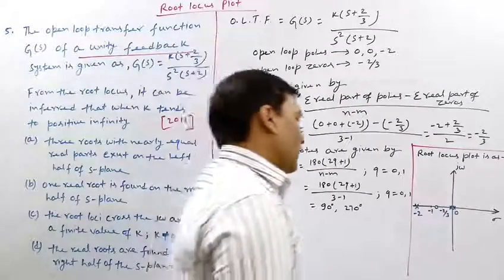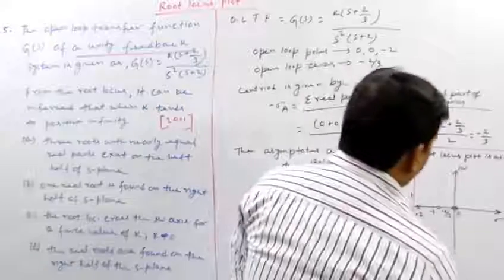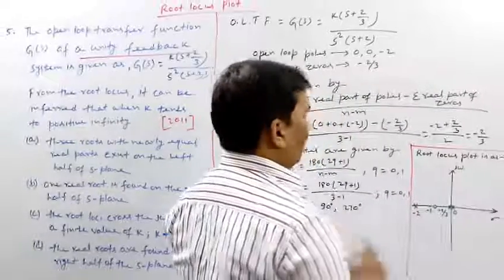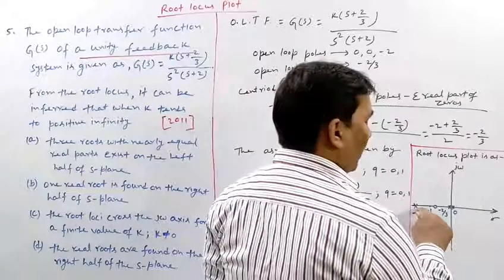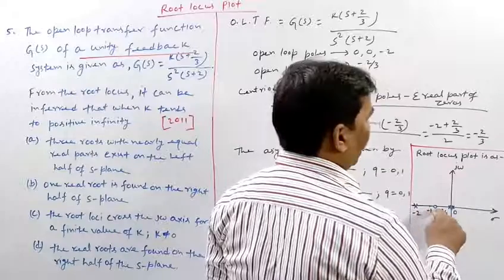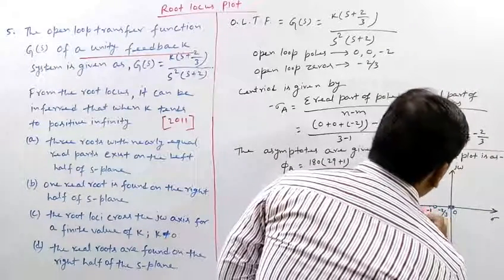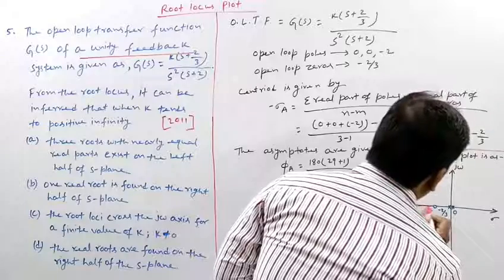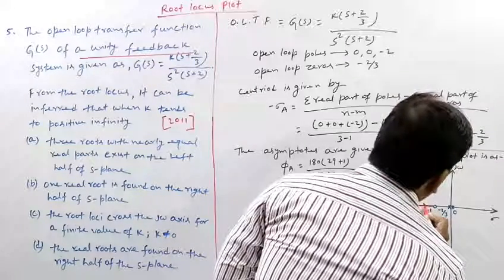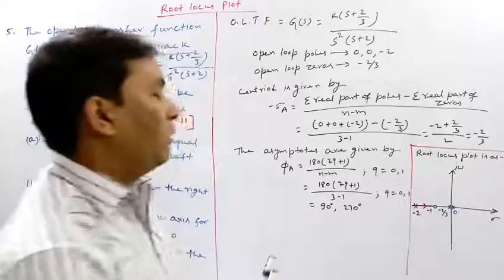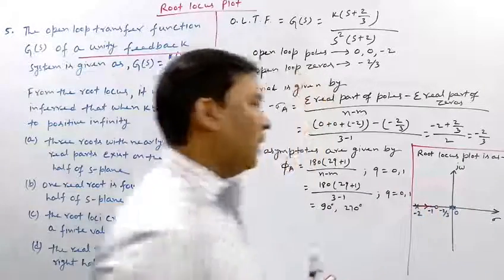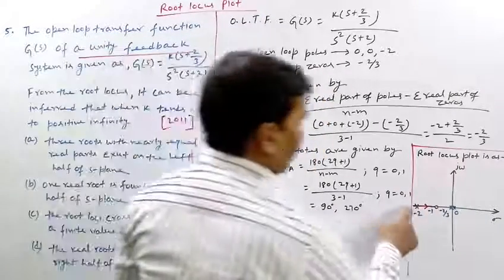So let me denote it. The root locus will start from the open loop pole, that is -2, and terminate at -1. So this will be a part of the root locus. Let us denote it by red, so that it is marked as a part of the root locus.